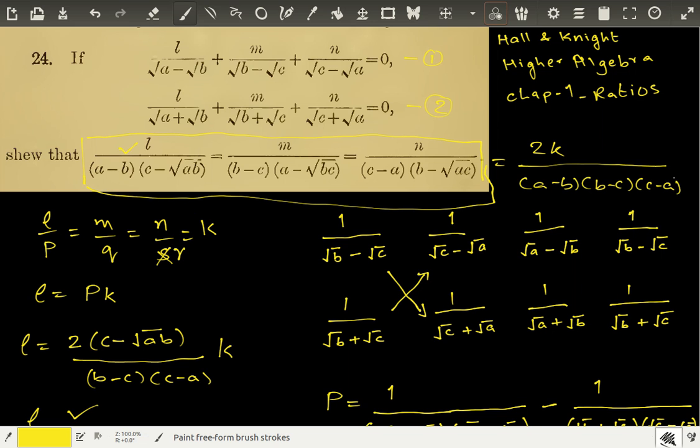I hope you have understood this problem. I do agree that the algebra involved was quite hairy, but I have tried to explain as much as I can. If there is any confusion, you leave me a comment and I will reply to you.